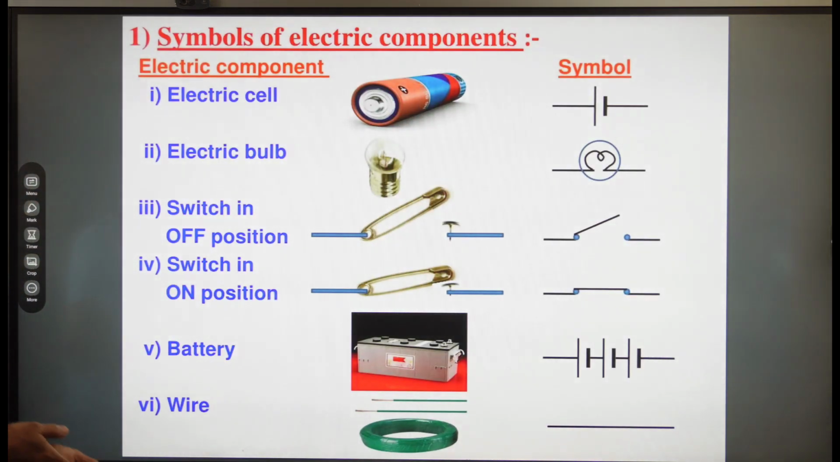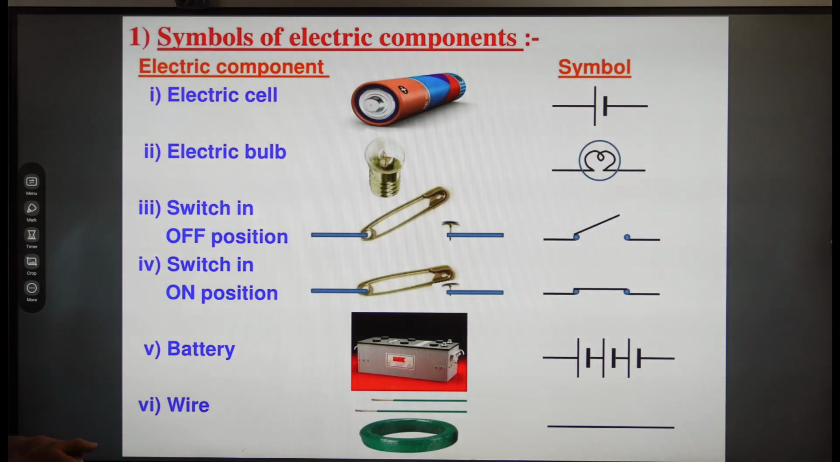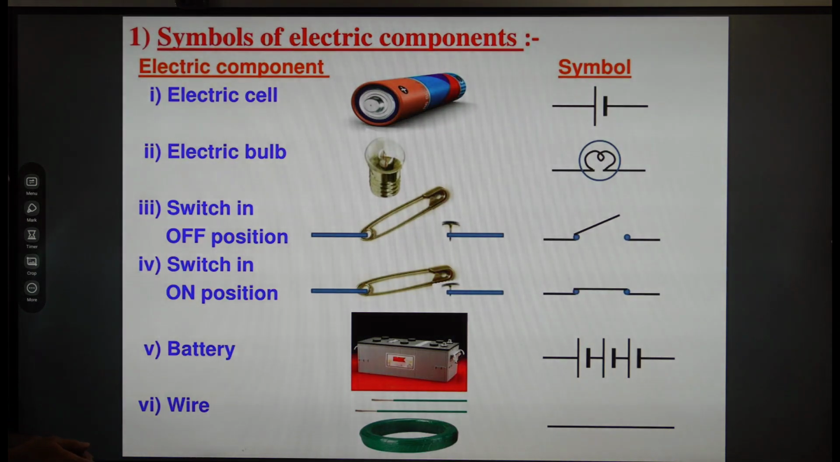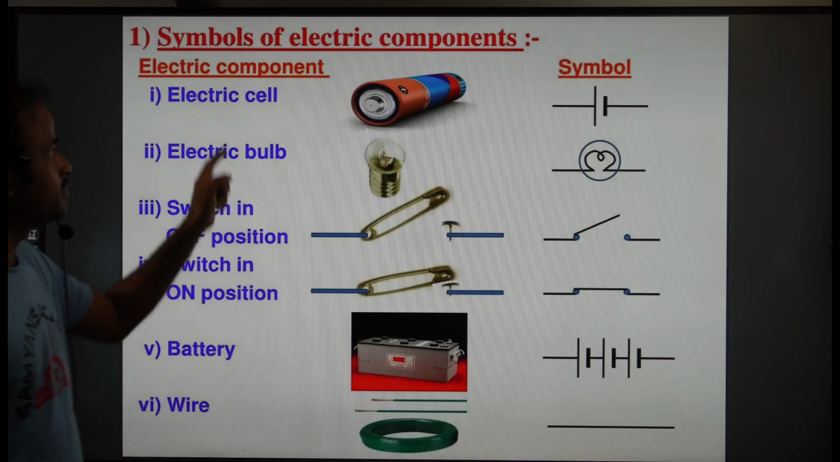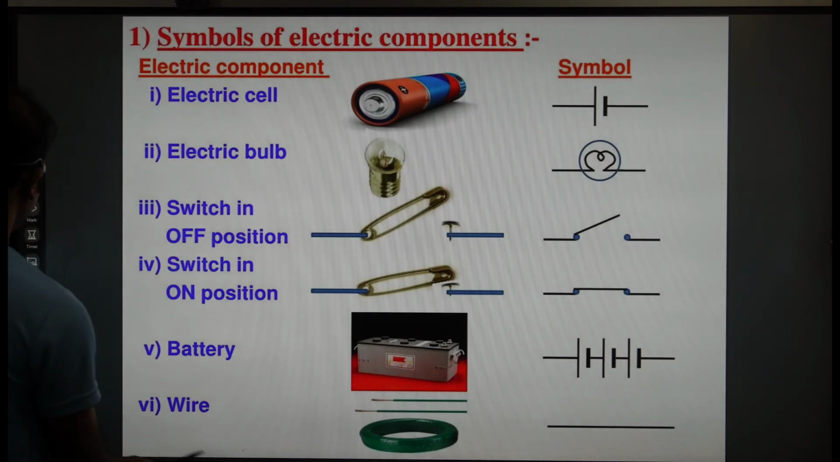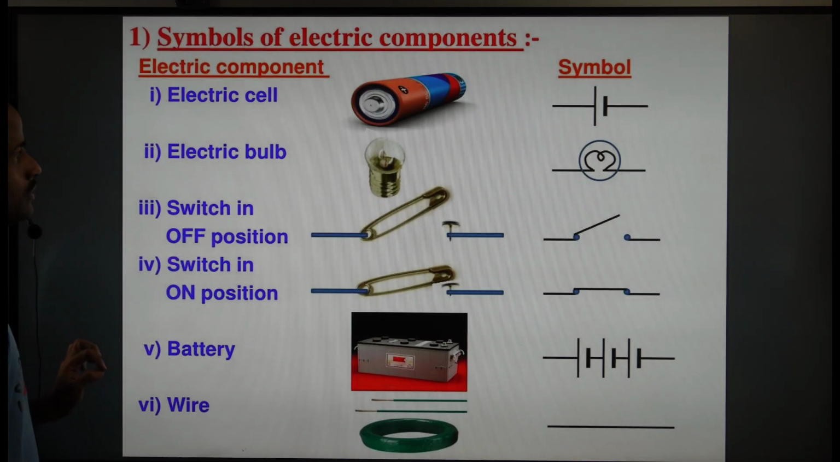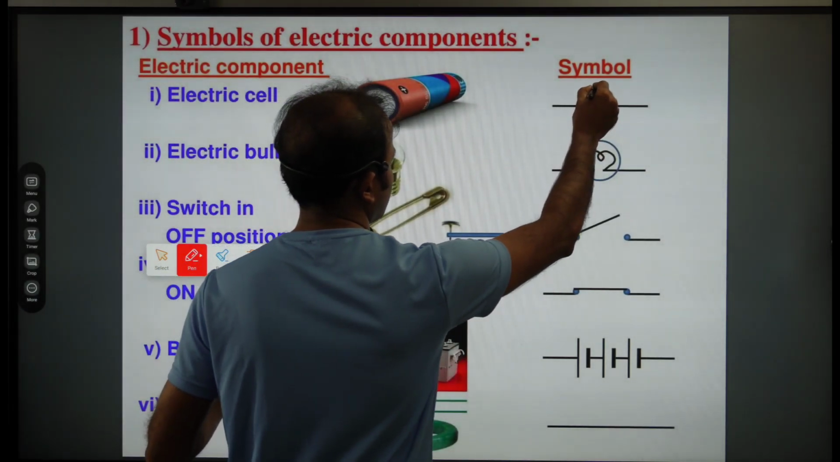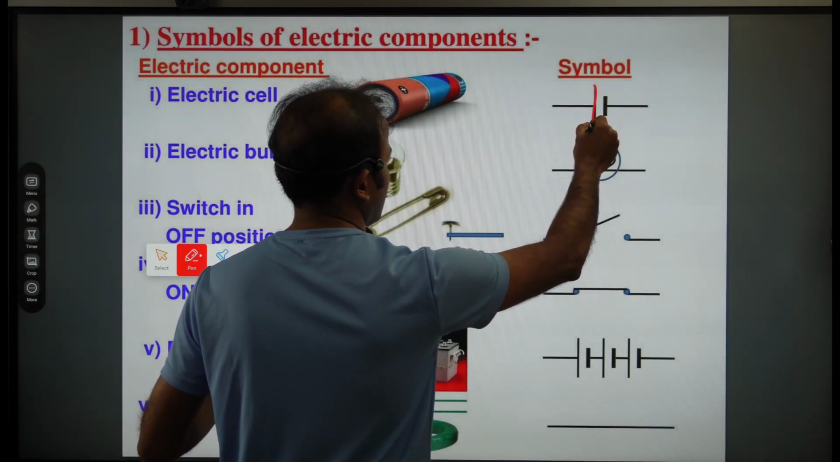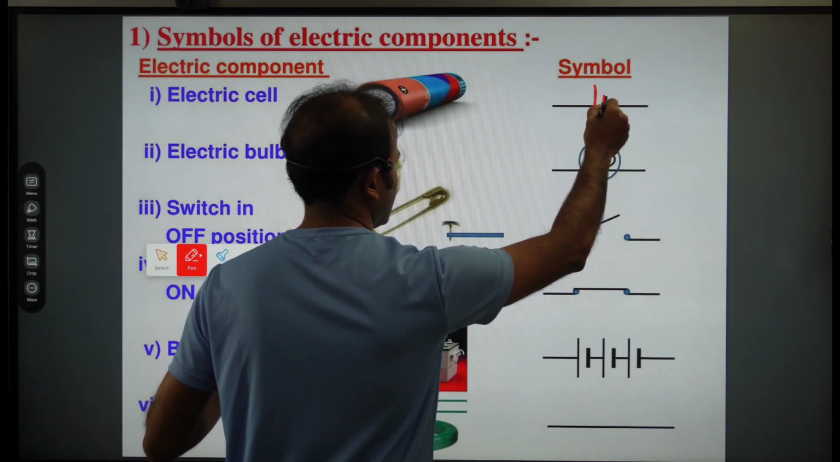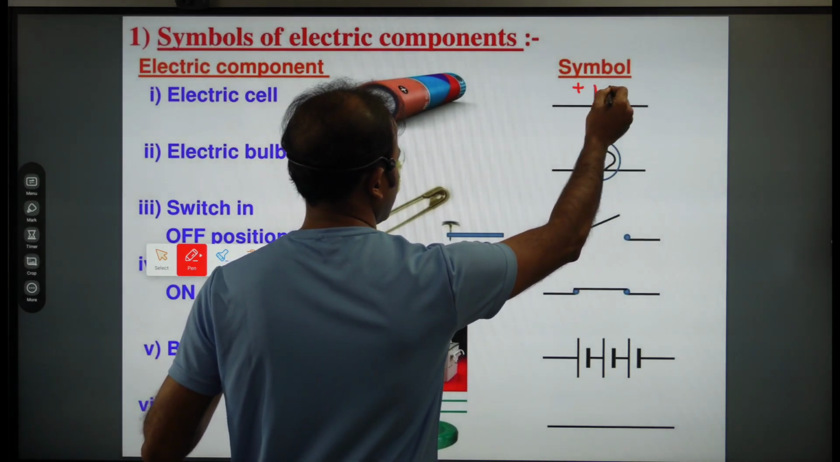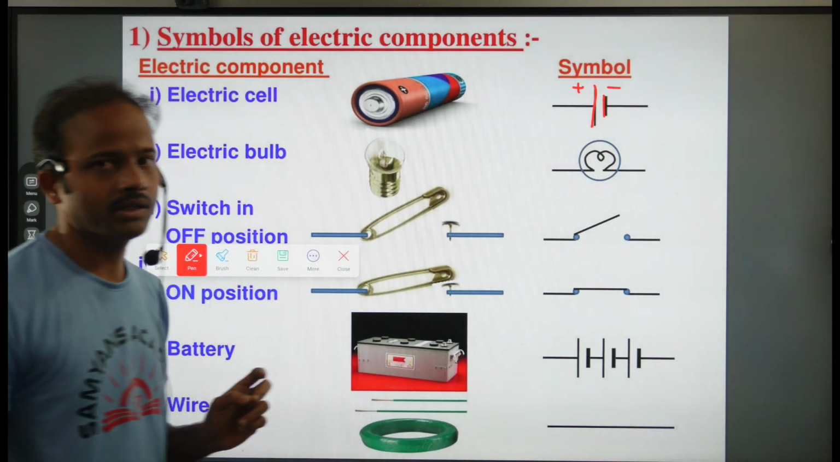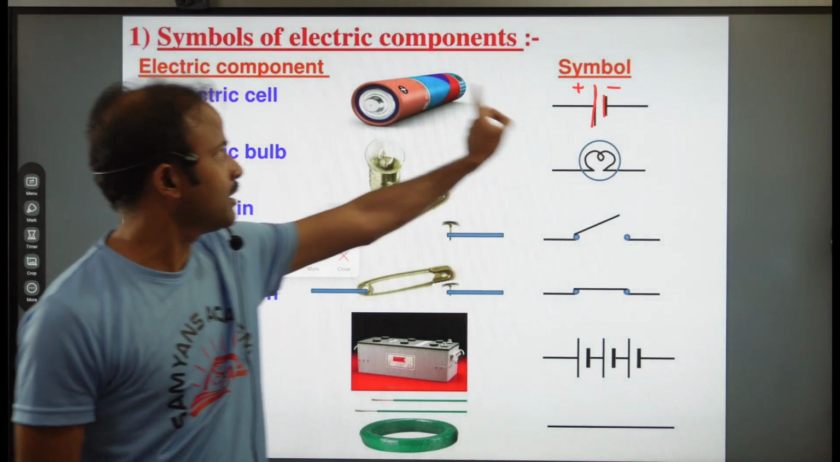So here we have some electric components: electric cells, electric bulb, switch in on and off position, battery, and wire. Then what is the symbol of the electric cell? The symbol of the electric cell you have to represent with two terminals. Positive terminal you have to represent with the longer line, and the negative terminal with the smaller line. Okay, this is the symbol of the cell or battery.